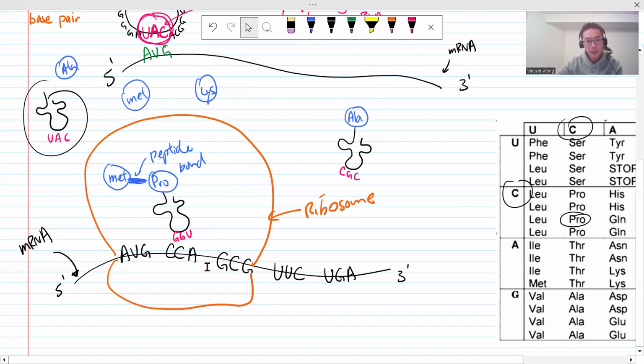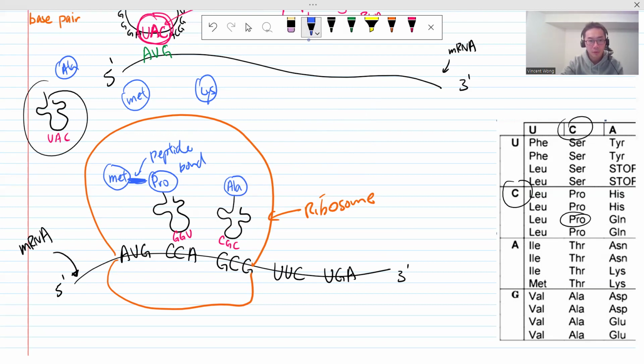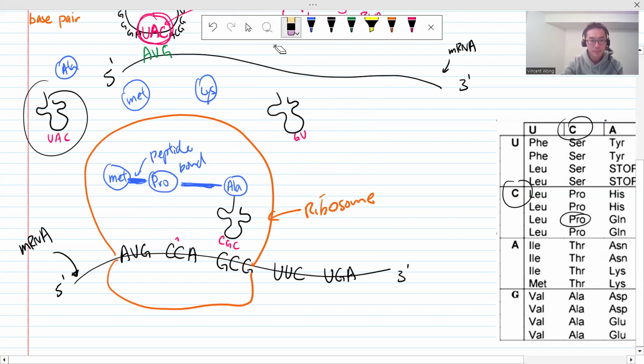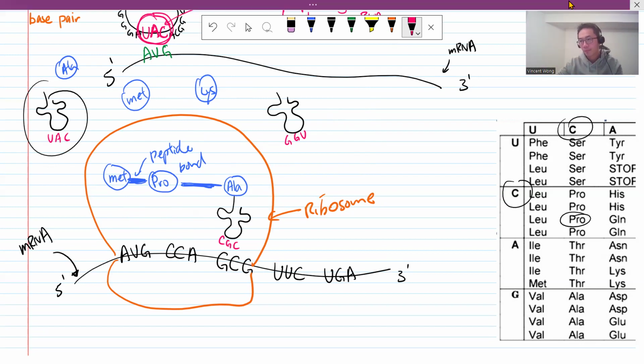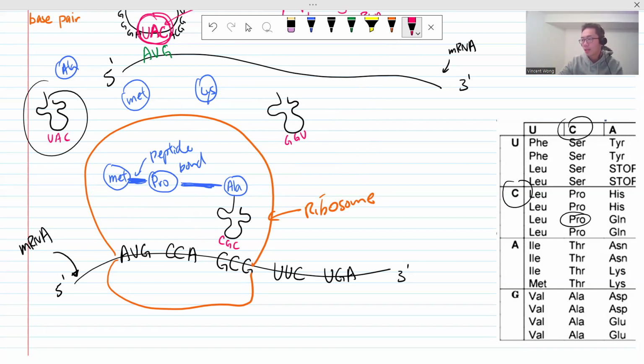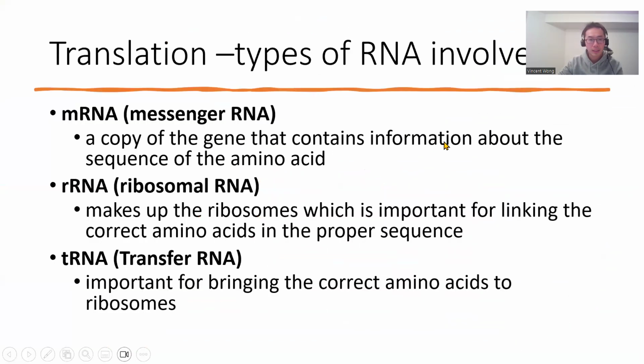Okay, and then for the next part, GCG, you're gonna bring this one over, right? And then the ribosome will form another bond. And now this one is gonna leave. Okay, and then the whole ribosome shifts forward, and you keep on building and building. I know that's really hard to visualize, but let me show you in the PowerPoint here.